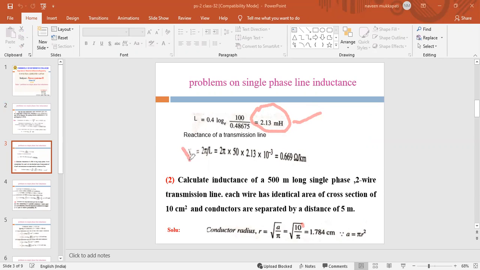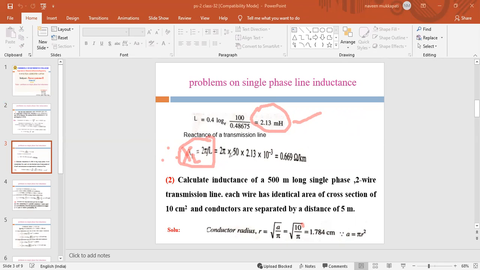Okay, after that we calculate the reactance of a transmission line. That is also the inductive reactance. Therefore XL is equal to 2 pi FL. What is the formula for that inductive reactance? XL is equal to 2 pi FL.